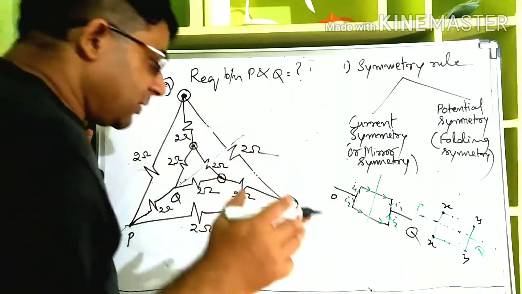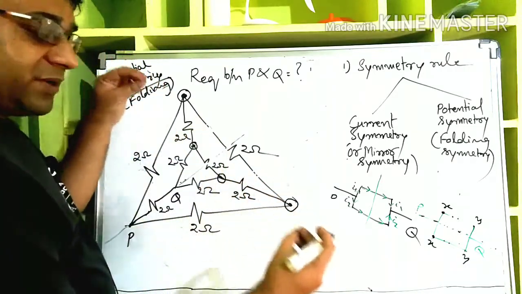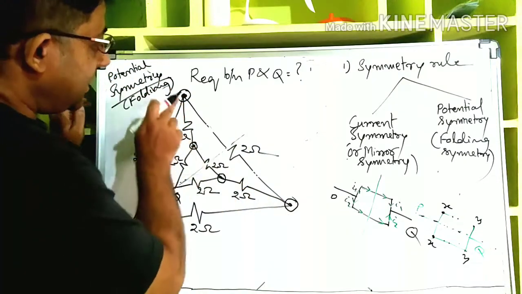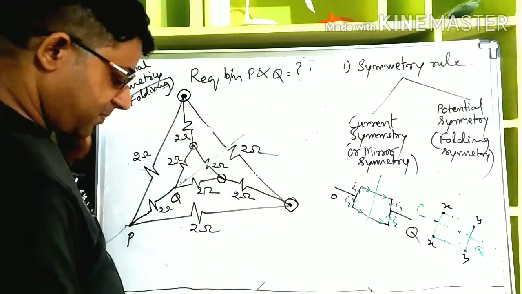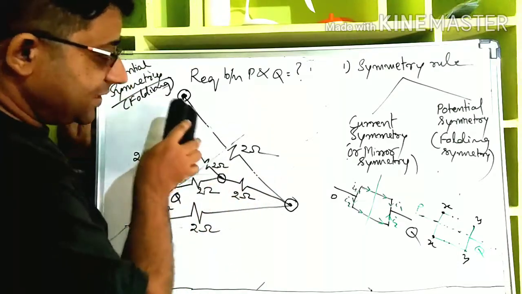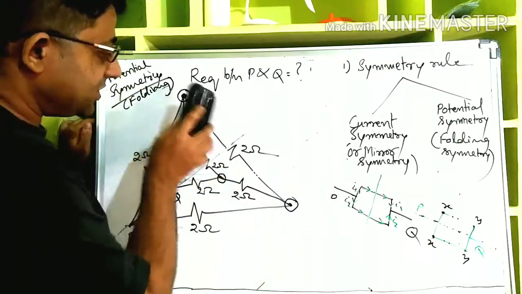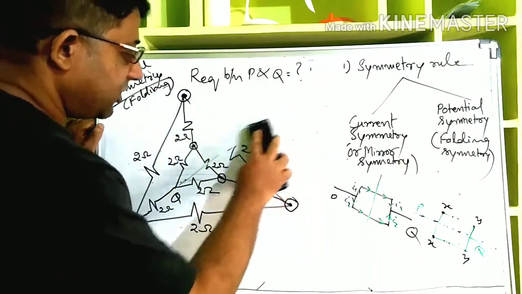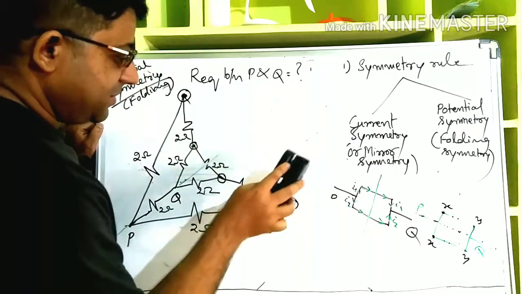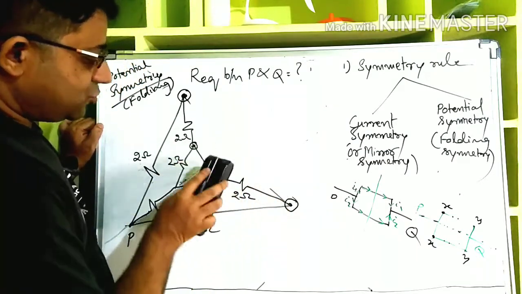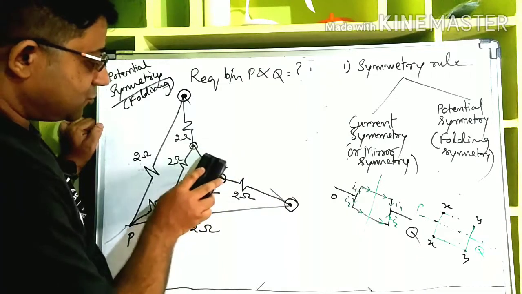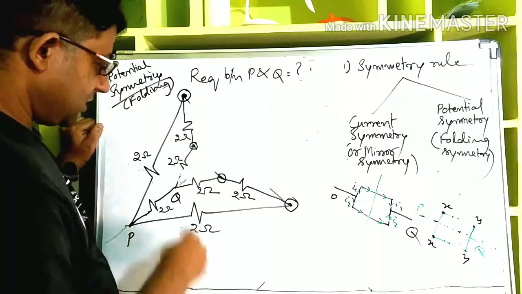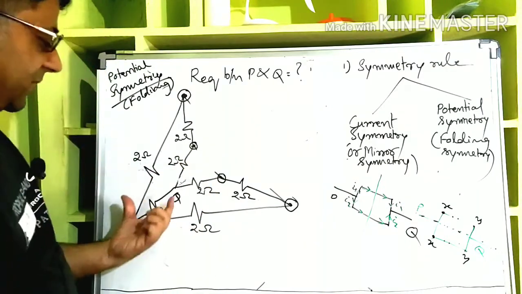Now to make a current flow, a non-zero potential difference between two points has to be maintained. Between these two points, if the potential difference is 0, that means the potential is the same, so no current will flow in this 2 ohm resistance, so we can imagine it is not there. Similarly, between these two also there is no potential difference, so no current will flow. We can erase it. Now the circuit became very simple between P and Q.